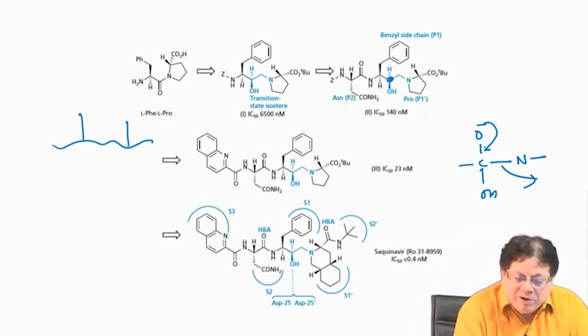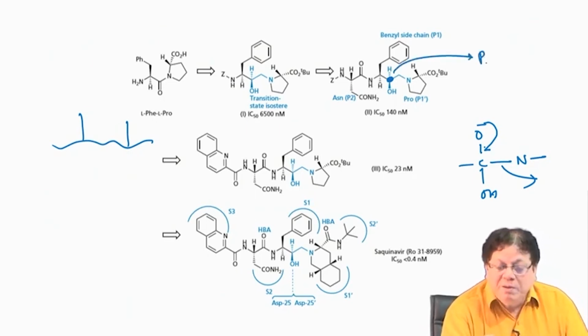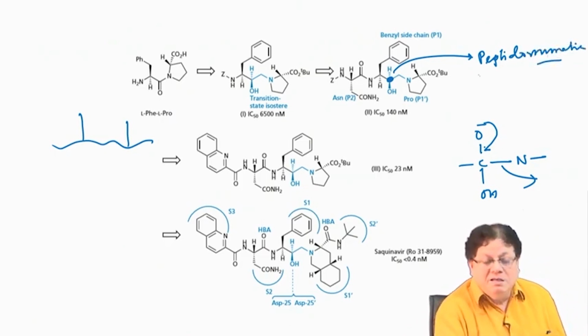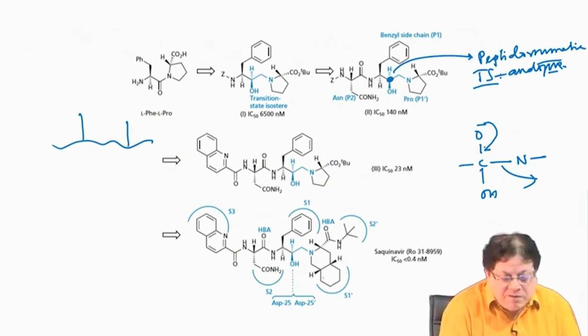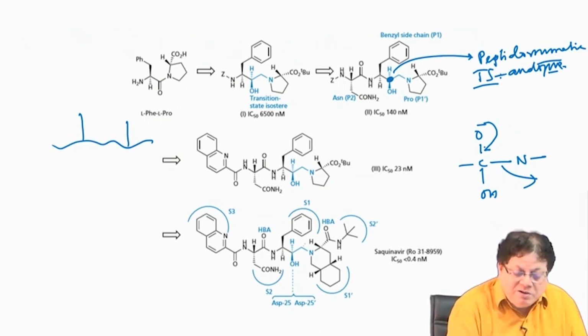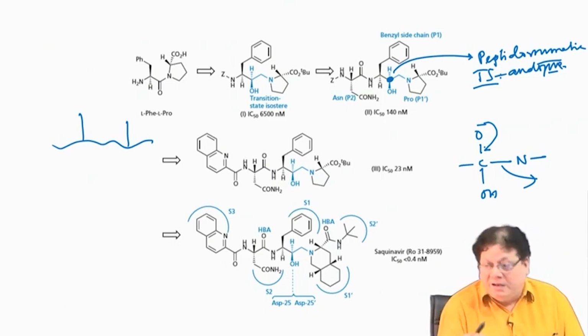So, you have an sp3 carbon with OH, and then the carbon. This is what is called a peptidomimetic. It is not a peptide bond, but you are mimicking a peptide. But this peptidomimetic is basically based on a transition state analog. So, they have put proline and then changed the proline. Finally, they found that a fully hydrogenated isoquinoline is better than proline.